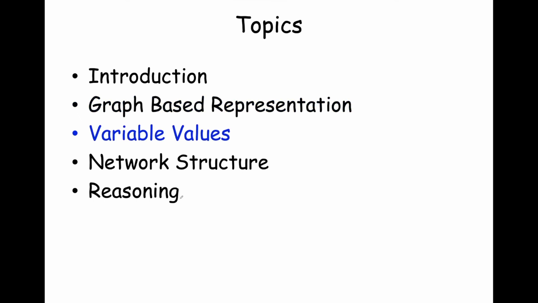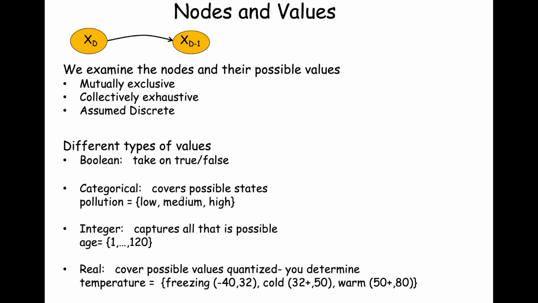Okay, so let's take a look at how these variables might take form. Now, certainly when you build a Bayesian network, you have to look at the nodes and their possible values. And these values have to be mutually exclusive, collectively exhaustive, and they're assumed to be discrete. But not all variables are discrete and not all variables are finite. And so you can have different types of values. You can have Boolean values for variables taking on true or false. You can have categorical values for your variables that cover multiple states. For example, pollution could be low, medium, or high for some definition of low, medium, and high.